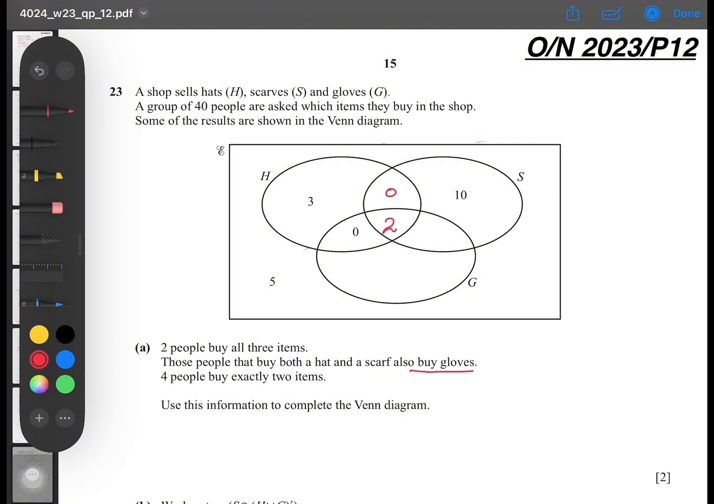4 people buy exactly 2 items. So this is the only space that is a common part of 2 things, that is scarf and gloves. So 4 will come here. Use this information to complete the Venn diagram. So this part, we call x because we don't have any value.